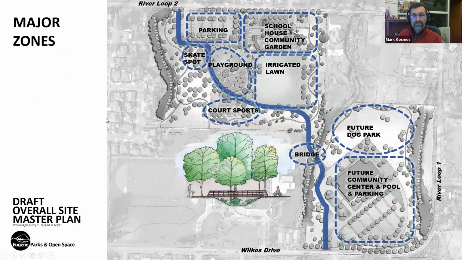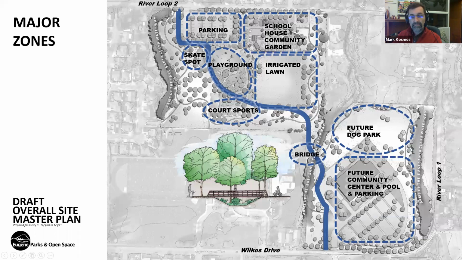So for the zones, as you can see, we continue to balance most of the park amenities on the north part of the site. And I'll point out that we integrated the skate spot here, just south of the parking lot and right next to the playground area. The future community center and pool are located in the south part of the site along with the dog park. And parking is still included on both the north and the south halves of the park.